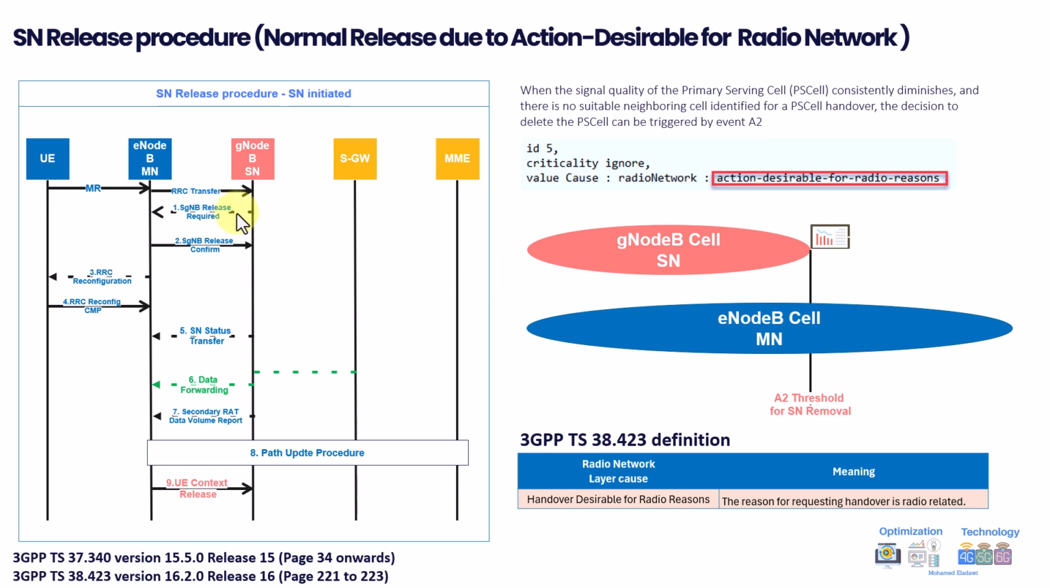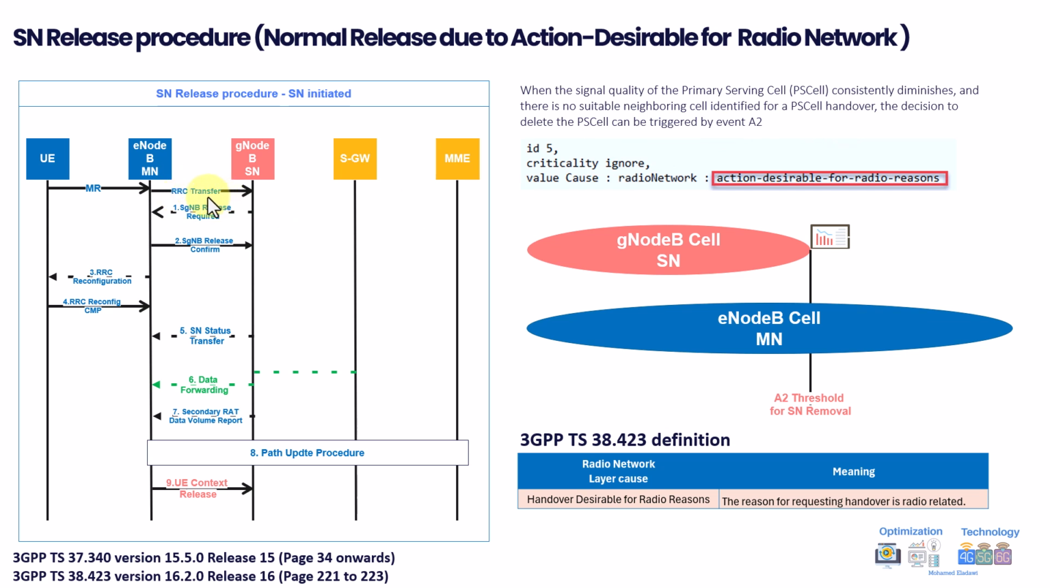SgNB release request from gNB to eNB, asking it to remove the secondary cell node, and this cause will be the cause called action desirable for radio network. This will include this information. And as you can see here, first the measurement report is sent, including the A2 and other thresholds as well, for example A5, A2 and A5.